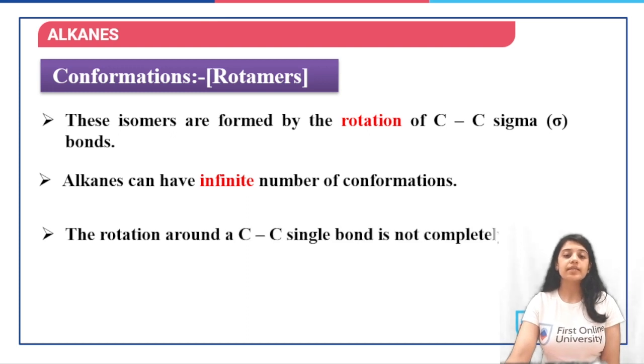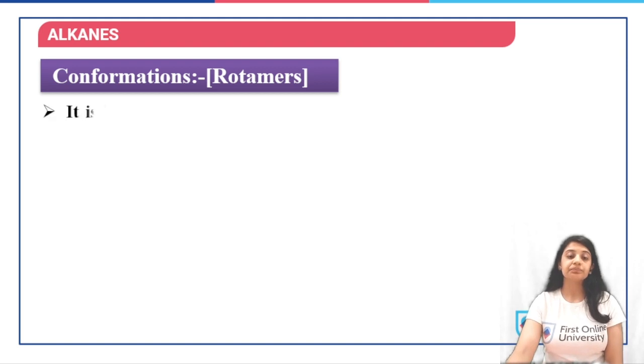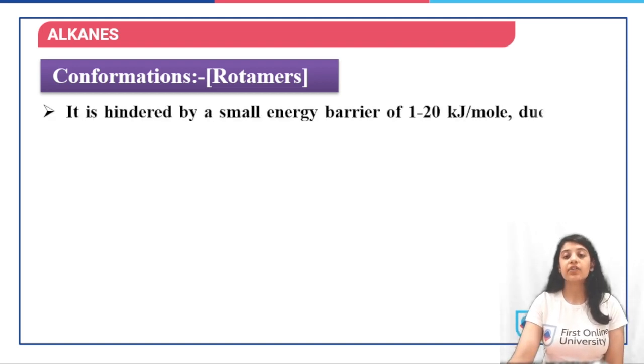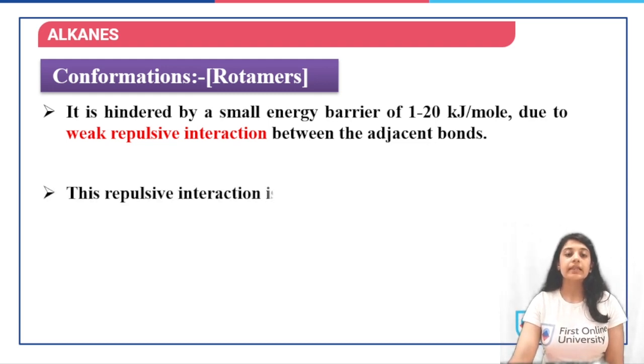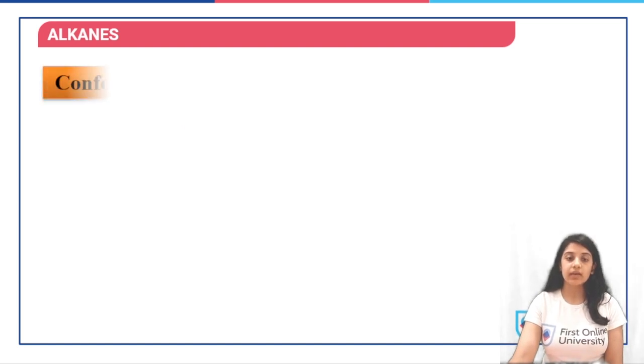The rotation around a C-C single bond is not completely free. There are going to be some hindrances. It is hindered by a small energy barrier of approximately 1 to 20 kilojoules per mole, and this is due to weak repulsive interactions between adjacent bonds. So when you have adjacent bonds, there are going to be some repulsive interactions that will hinder the rotation about this C-C single bond. This repulsive interaction is what we call torsional strain.